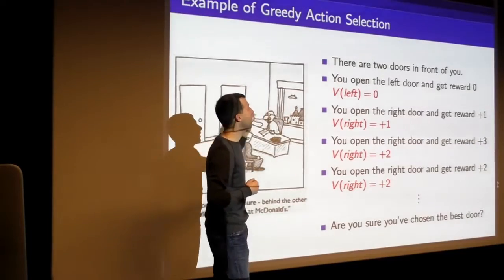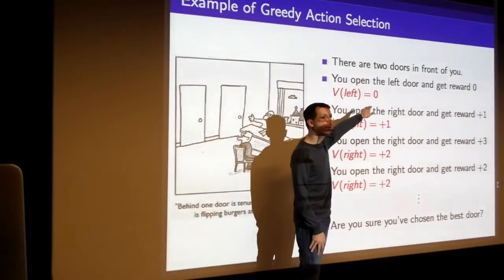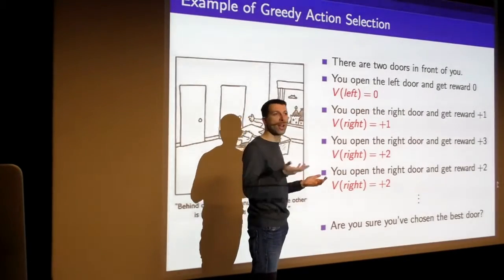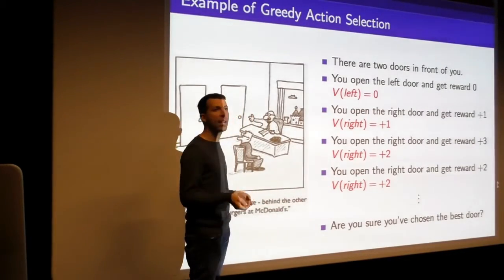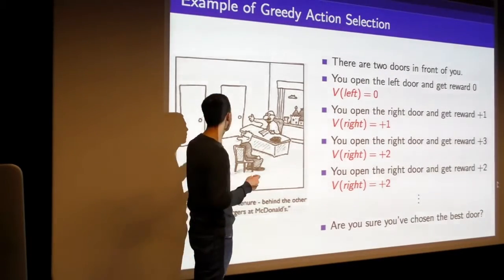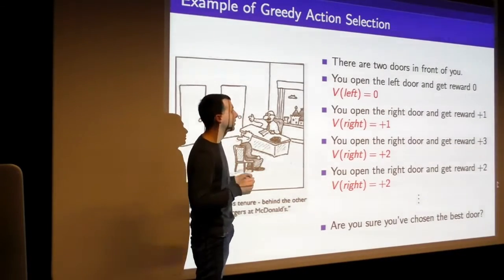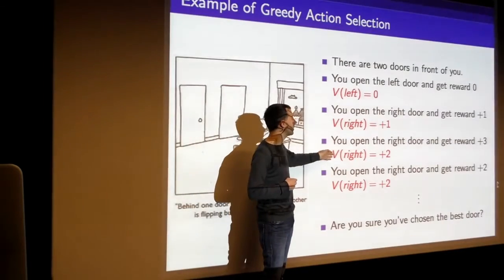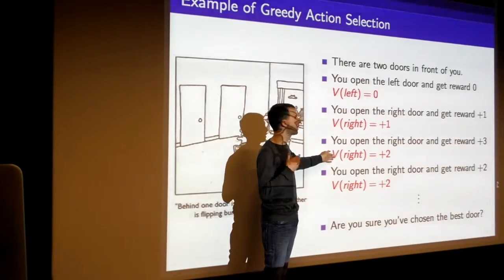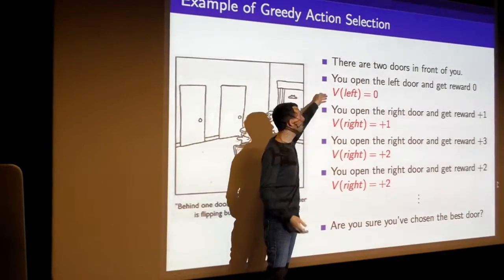So what happens now? If you open the left door and you see a reward of 0, you think, okay, 0 wasn't so great. Maybe I'll try the right door. So you open the right door and you get a reward of +1. If you're acting greedily, there's only one logical thing to do, which is to open the right door again. Let's say it gets a reward of +3. So now your Monte Carlo estimate of the value of that door is +2, the mean of those two episodes that you've seen. So +2 is clearly better than 0.